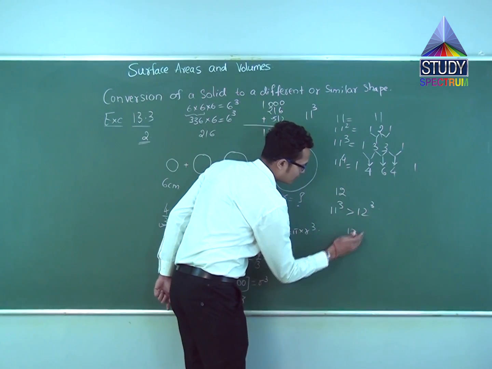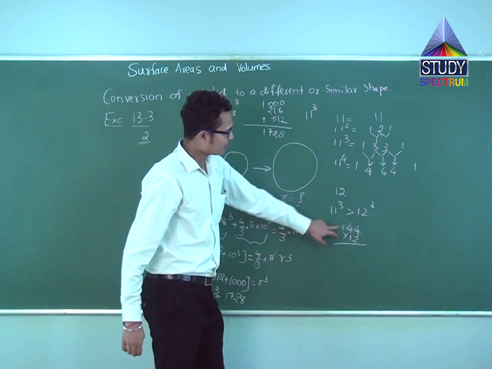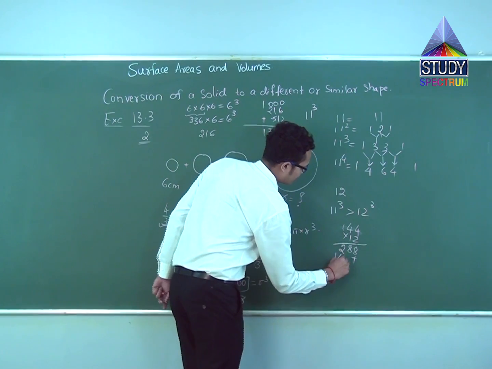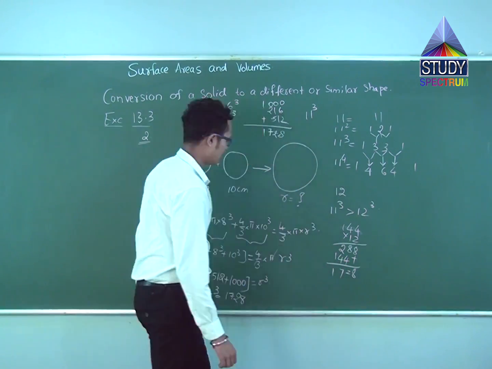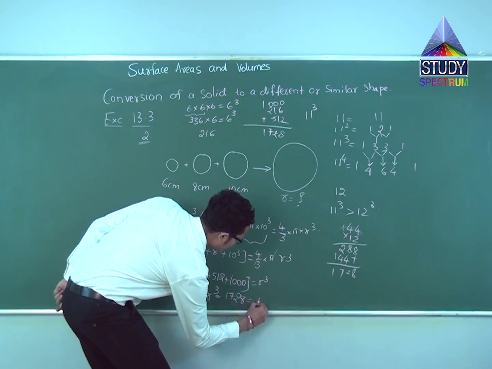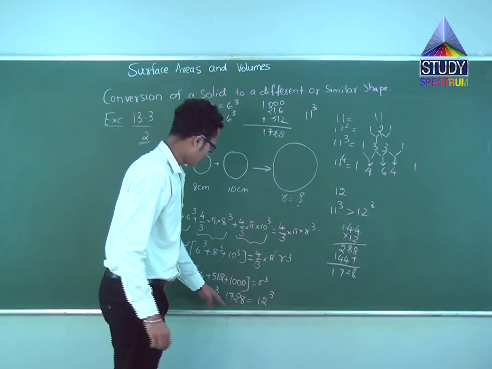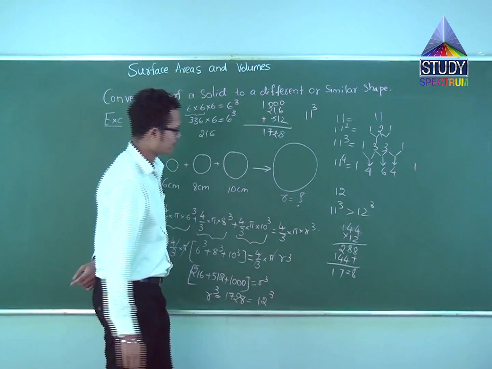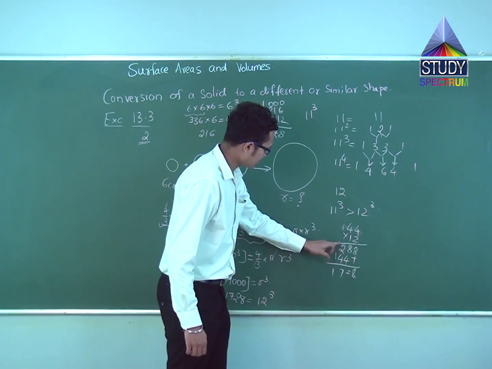So 12 into 12 is 144. So 144 multiplied by 12. 144 times 2 is 288 plus 144. That is 1728. Therefore, I can write 1728 as 12 cube. It means that 1728 is a perfect cube, because 12 cube gives me 1728. Right? 8, 4, 12, carry 1, 4, 5, 6, 1 plus 1, 7, 1.